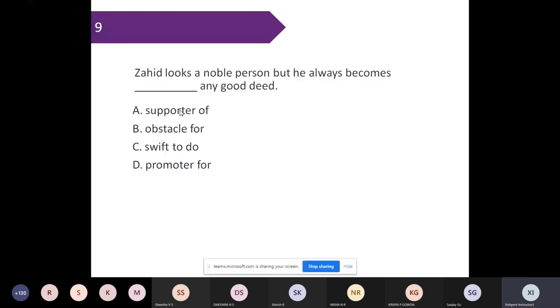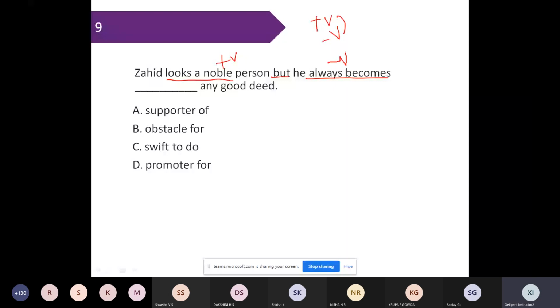"But" is the keyword here, and this is the keyword we use in contrasting type of sentence completion, correct? You can see the keywords list which I have given. Contrasting type means it has to connect a positive idea with a negative idea or vice versa. So here Zahid looks a noble person. Noble person, that's a positive idea. And he always, sorry, but he always becomes blank any good deed. Obviously, this has to be a negative idea. That's how it has to connect.